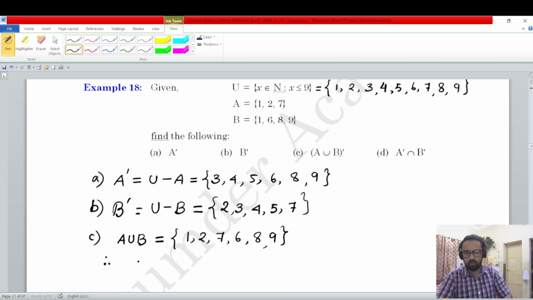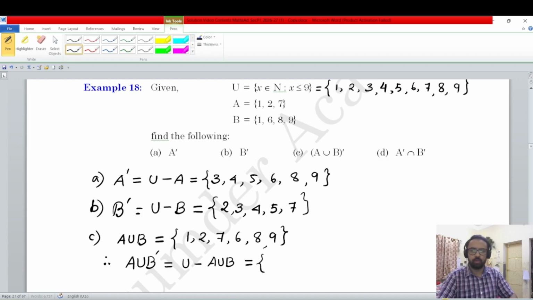Therefore, A union B, its complement. Complement will be U difference A union B. That means from U, remove all these elements of A union B. So what will be remaining? 1, 2 removed. So 3 will be there. 4 will be there. 5 will be there. 6, 7, 8, 9 will be removed. So only this.